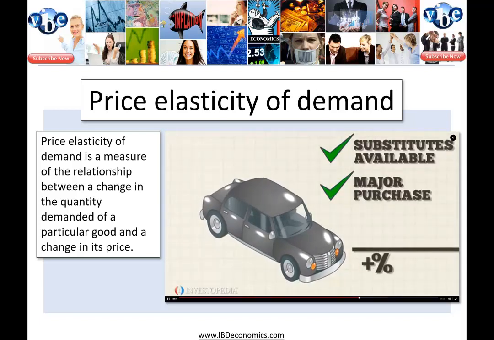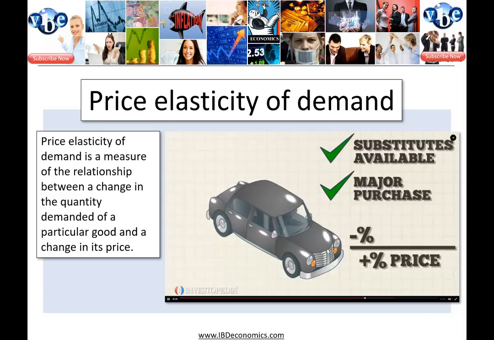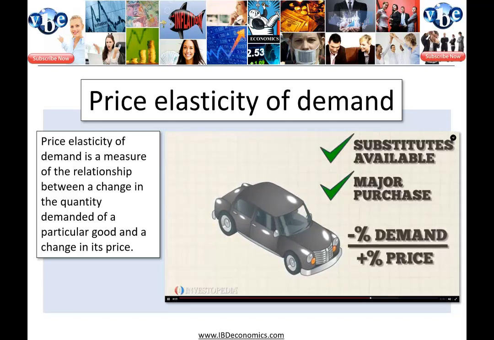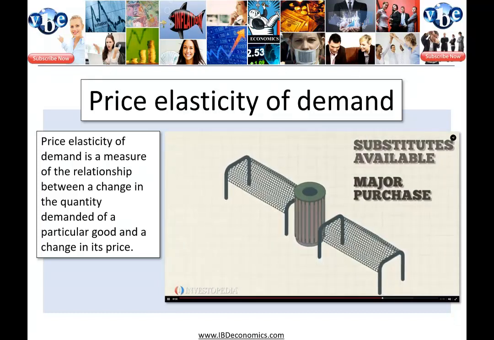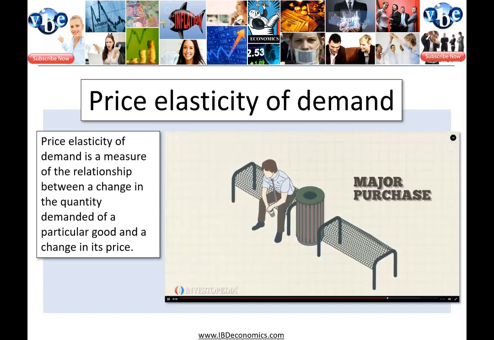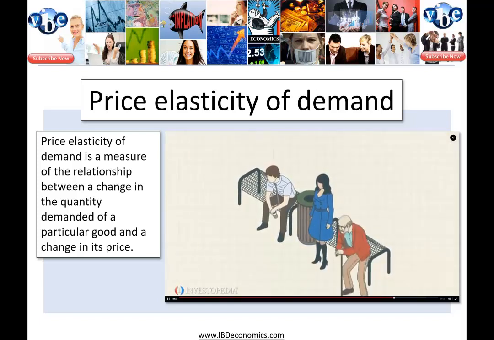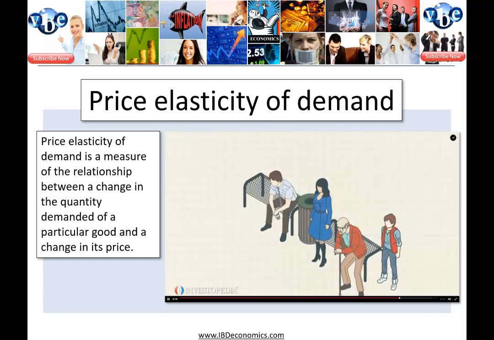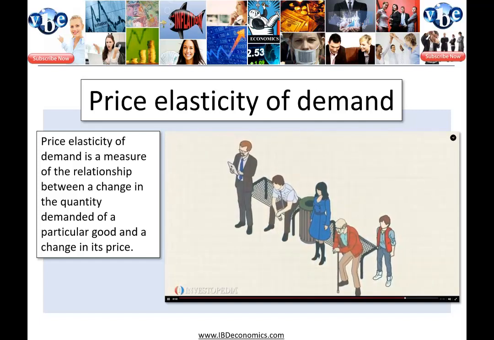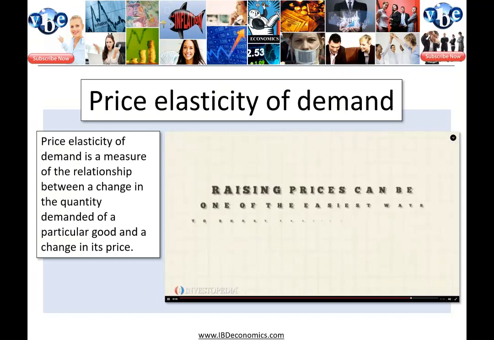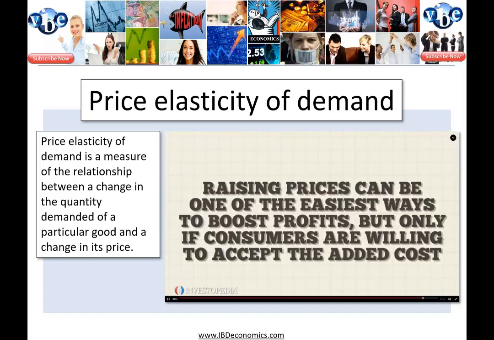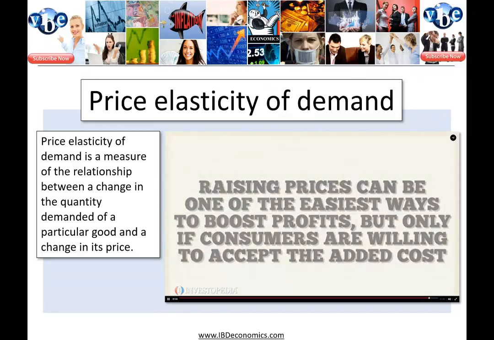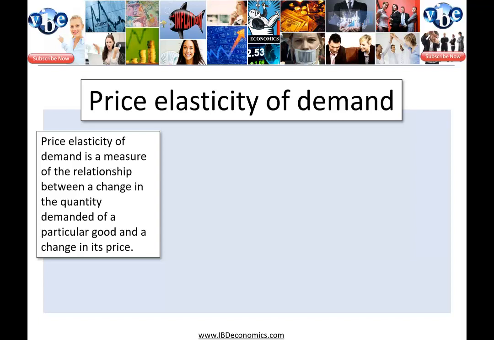If an automaker dramatically increases its pricing, the customer is likely to shop different makes or hold off on his or her purchase altogether. By contrast, public transportation consumers have few alternatives. Many train or bus riders don't have a car, so moderate changes to the fare will have relatively little impact on how often they ride. Understanding how consumers value a product can be vital for any company. Raising prices can be one of the easiest ways to boost profits, but only if consumers are willing to accept the added cost.